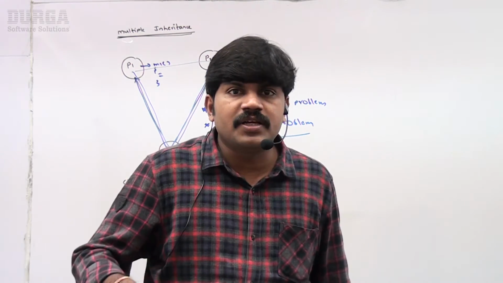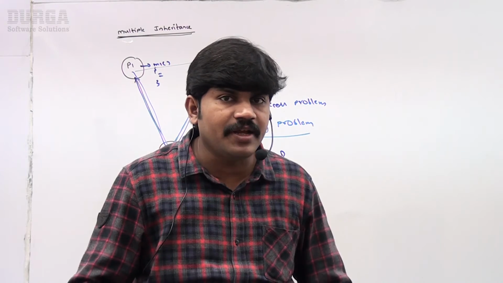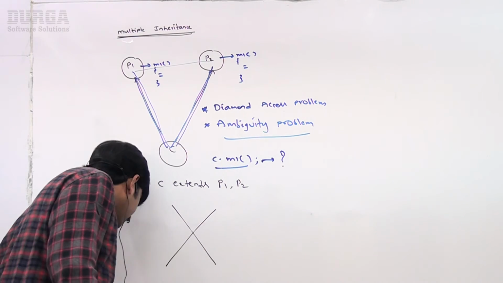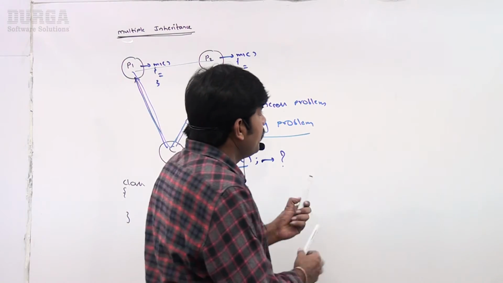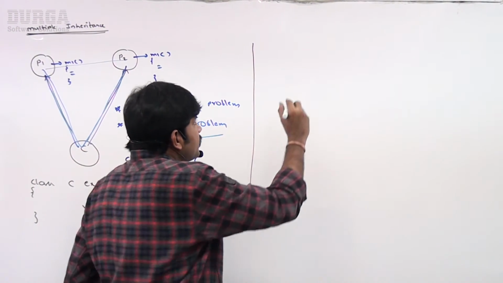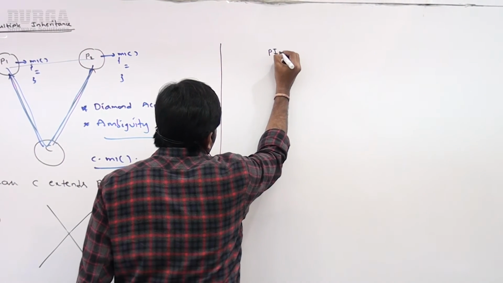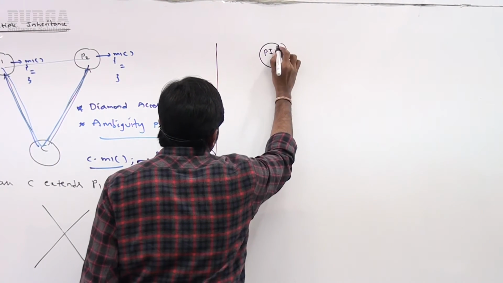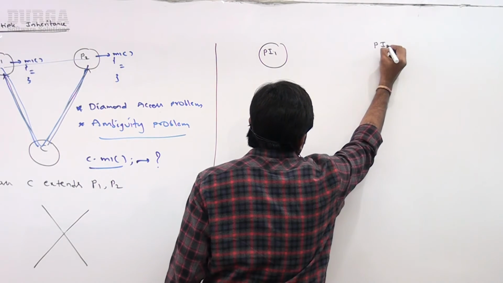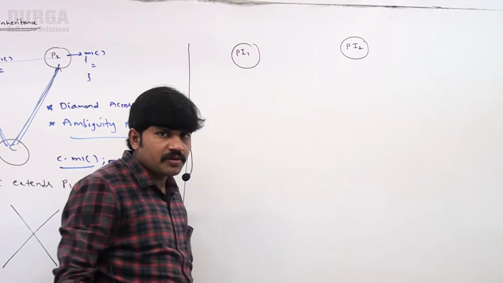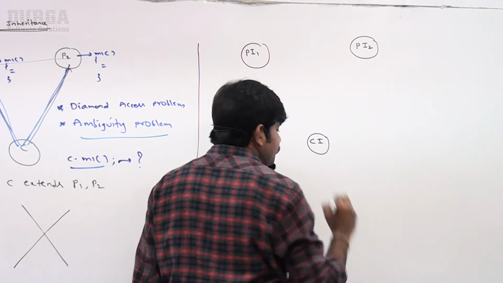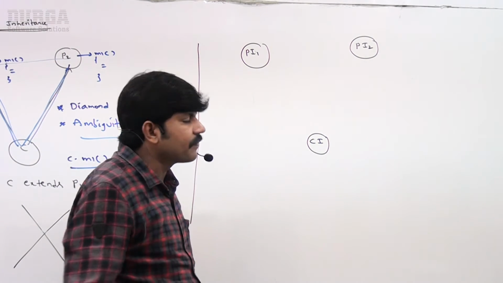But in interfaces, how is multiple inheritance supported? Why is this ambiguity problem not going to come? Just observe very carefully about this one, sir. Assume that there is parent interface 1 and parent interface 2, and this is the child interface.